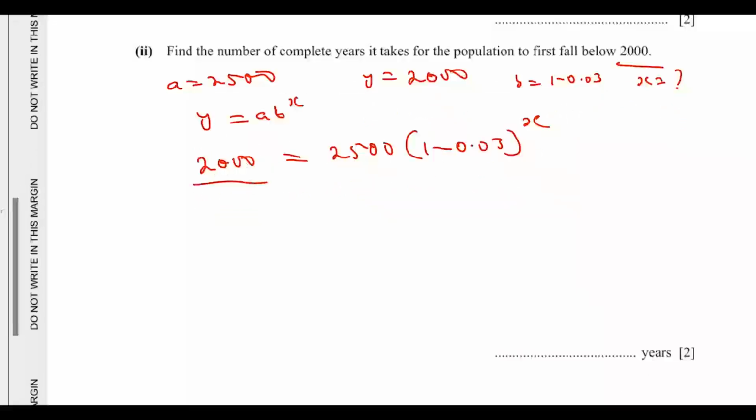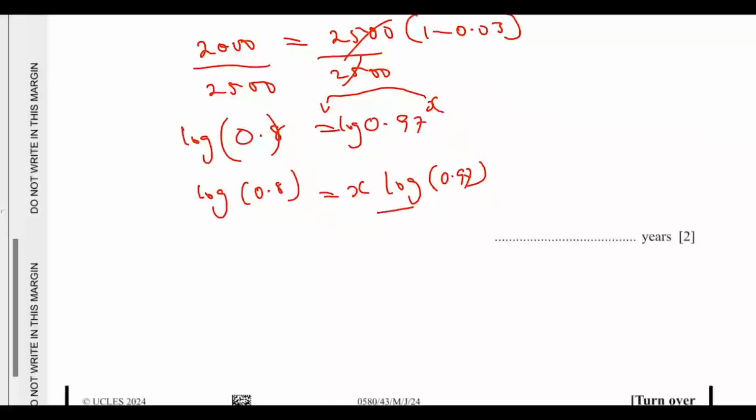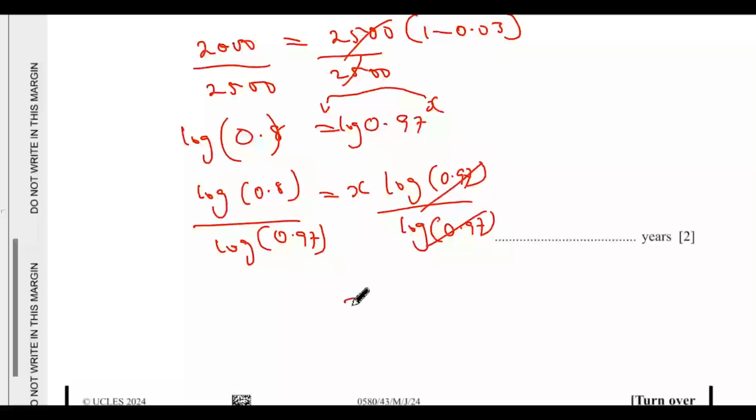So let's divide both sides by 2500. If you input 2000 divided by 2500 into your calculator, you should get 0.8. Then this equals 0.97 to the power of x. Here we need to take the logarithm of both sides. From the logarithm, the x can now come down. So that will be the logarithm of 0.8 equals x times the logarithm of 0.97. So I can now divide both sides by the logarithm of 0.97. This will cancel and I'll have only x left.